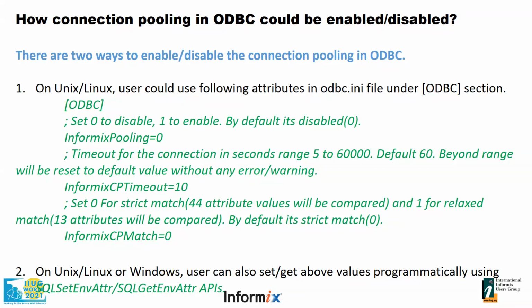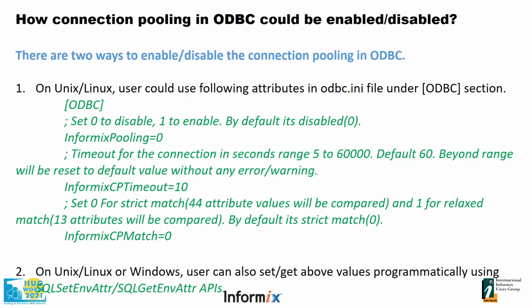So here, Informix pooling is the first parameter, where we set it to 0 to disable and 1 to enable. By default, this value will be set to 0. That means by default, the connection pooling will be disabled. You can enable it by setting the value to 1.